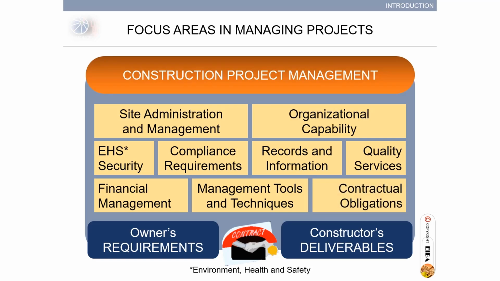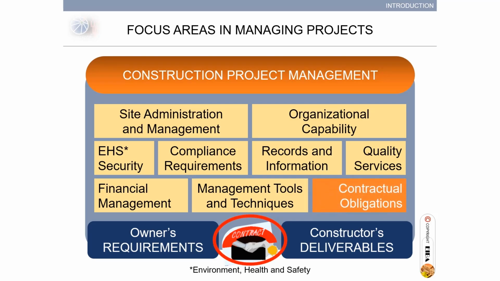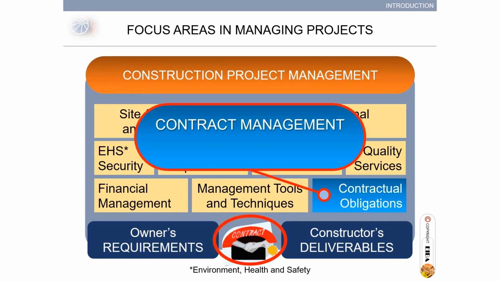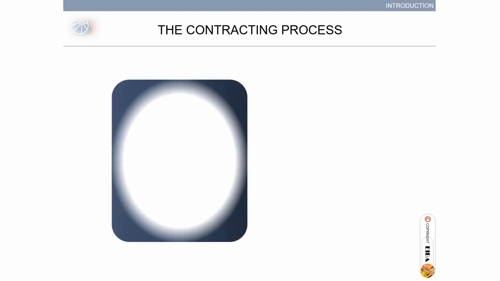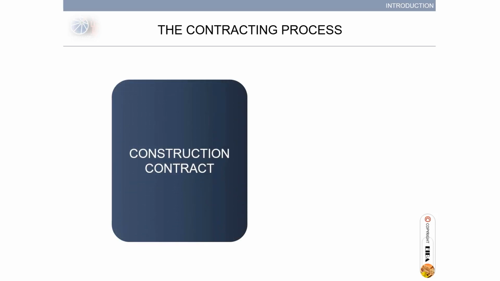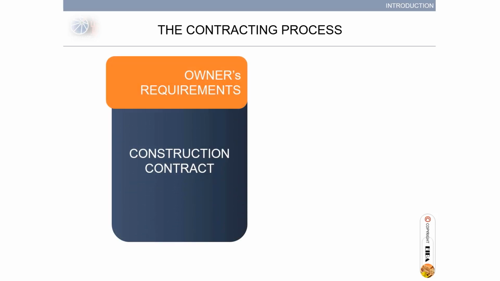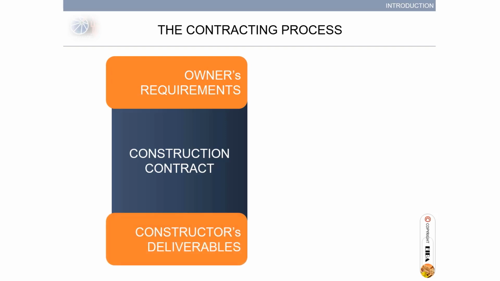Contractual obligations. The owner and constructor must comply. Again, with the contract, contractual obligations of both parties must be emphasized. And definitely, it is contract management, and it follows the contracting process. Contracting process indicates the manners by which a construction contract is administered. The construction contract contains the owner's requirements and specifies the contractor's deliverables.